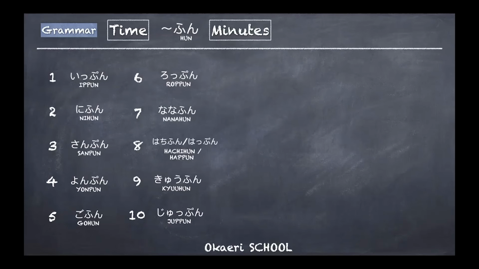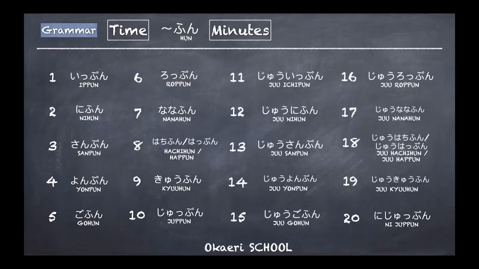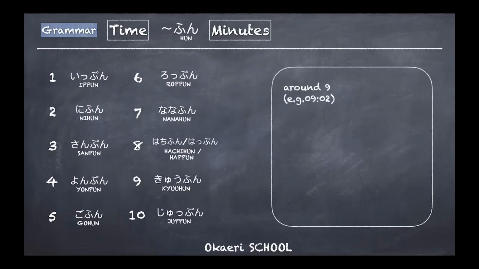Or again, when you get used to it from 1 to 10, it will be the same after 11 or over 11. 11分, 12分, 13分. So you just add 10 before the 1 minute, 2 minutes, 3 minutes. So that's just the same for 30 minutes, 40 minutes, 50 minutes. So, well, when you can't remember, was it 1分 or 1分 or 2分, okay?